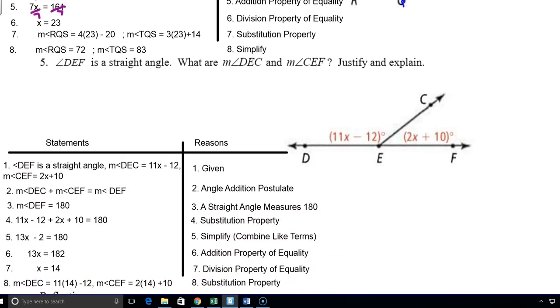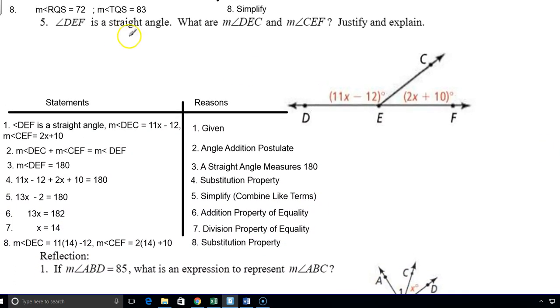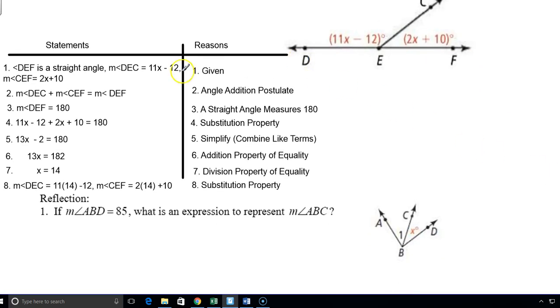Okay, so moving on to example 5. Now it says angle DEF is a straight angle. What are the measures of angle DEC? That's this angle here, and CEF. So this question is going to look pretty similar. We just have one little piece of information that's different. So I'm going to start off by writing in our givens. Angle DEF is a straight angle. The measure of DEC is 11x minus 12, and the measure of CEF is 2x plus 10. Again, given, some in the statement, some in the diagram.